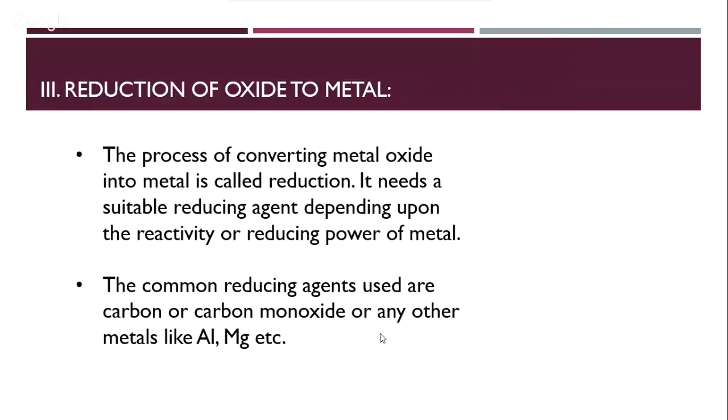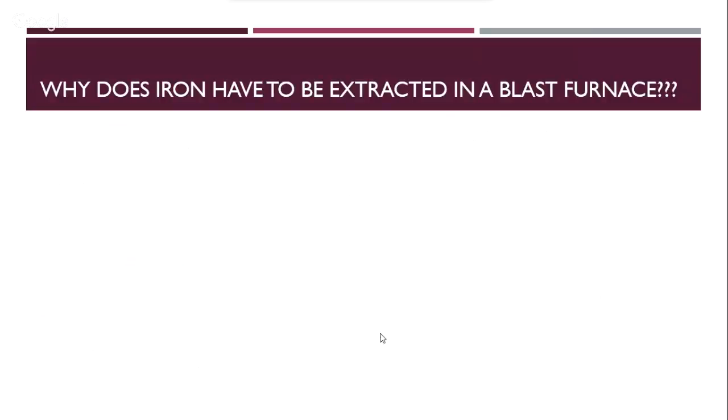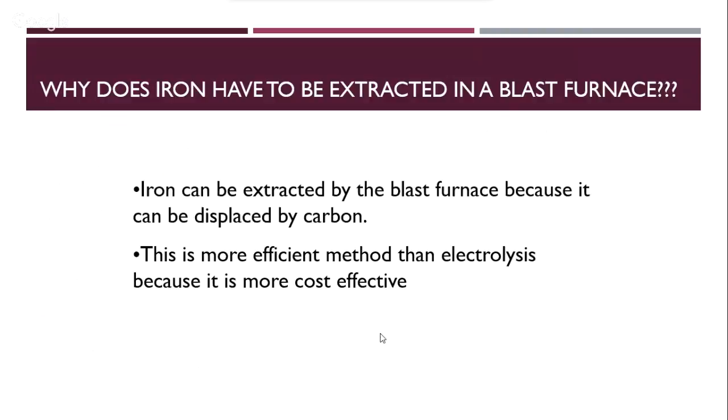Right. Now, once we have received the iron, why do we need iron to be extracted in a blast furnace? Now we are looking at the extraction process of iron, and we all know that it requires a blast furnace to be used. So one of the reasons that we use a blast furnace is because iron can be easily displaced by carbon. And the method also is very economical, because if you try to displace iron through an electrolytic method, it is going to be much more costly.